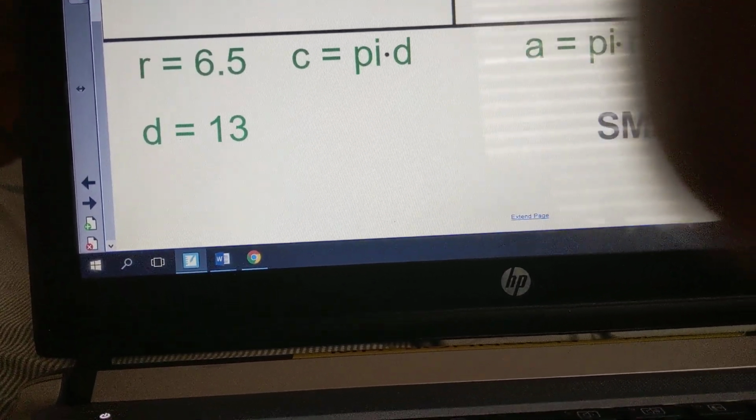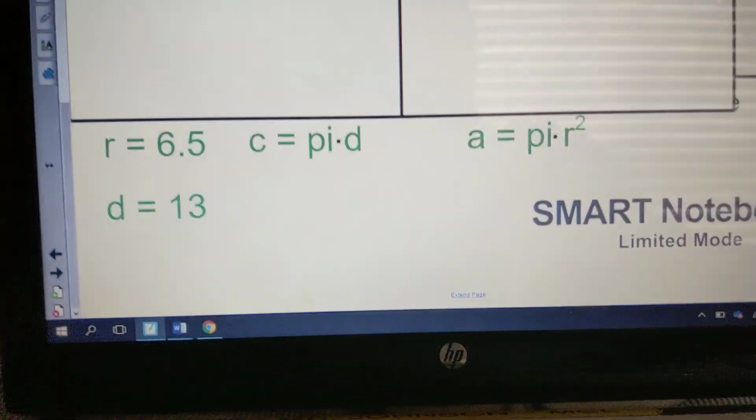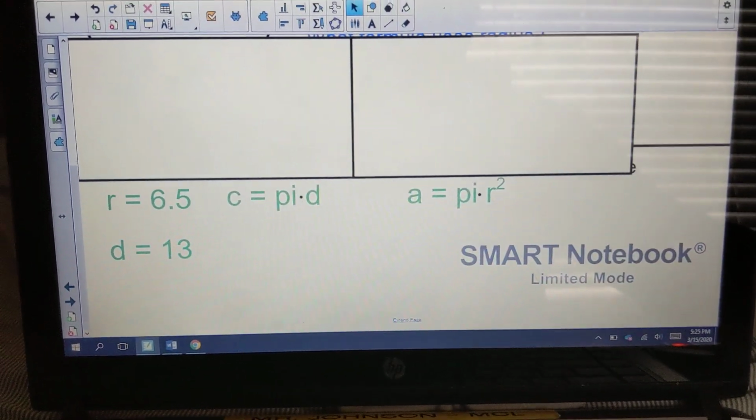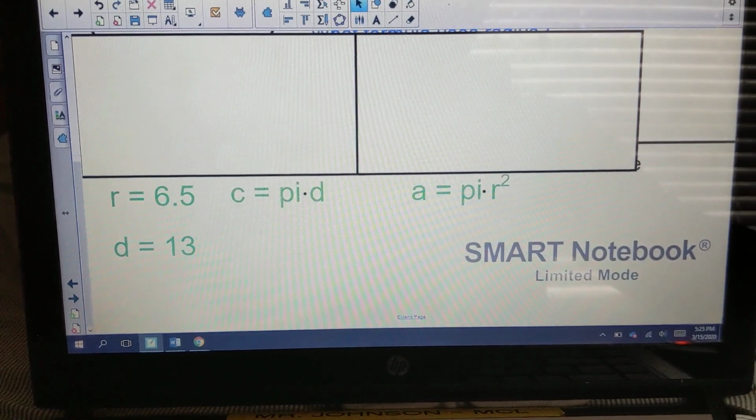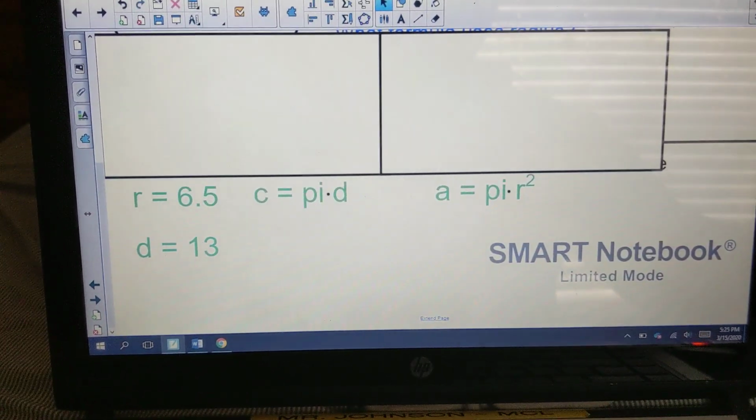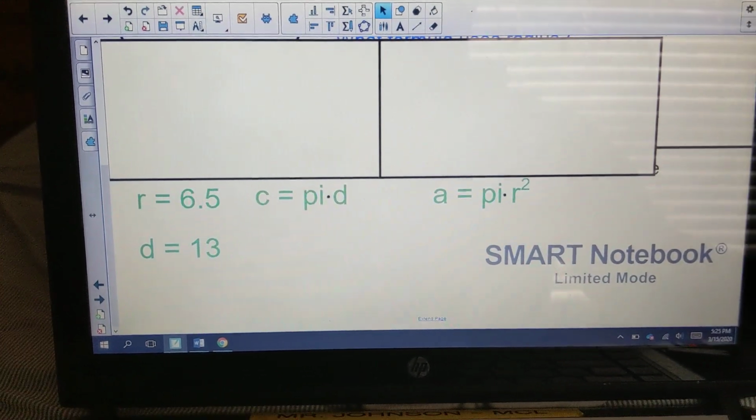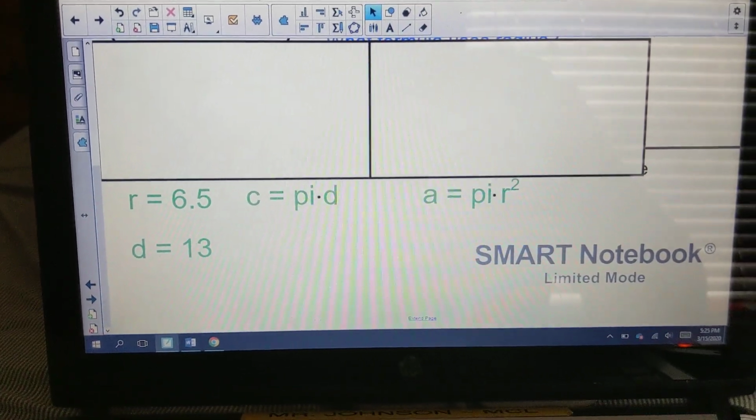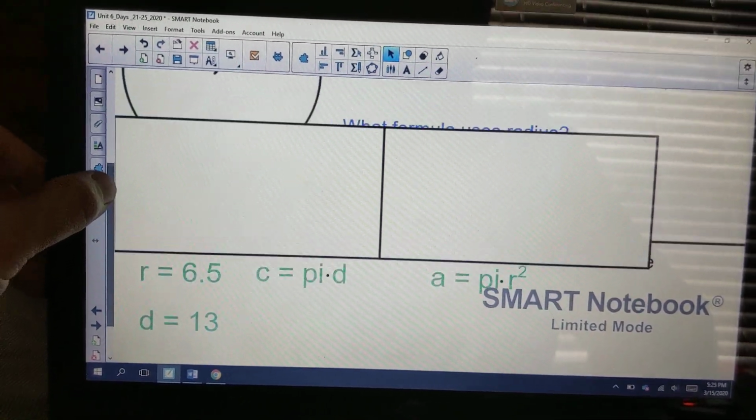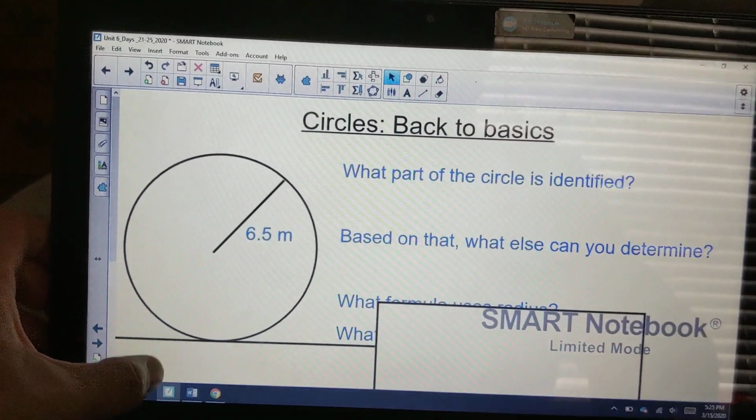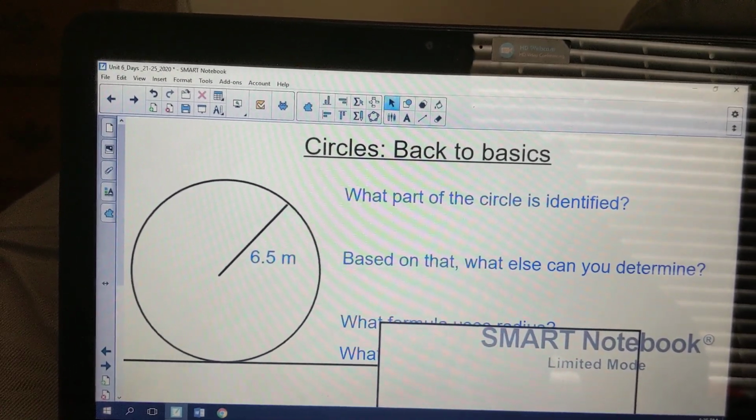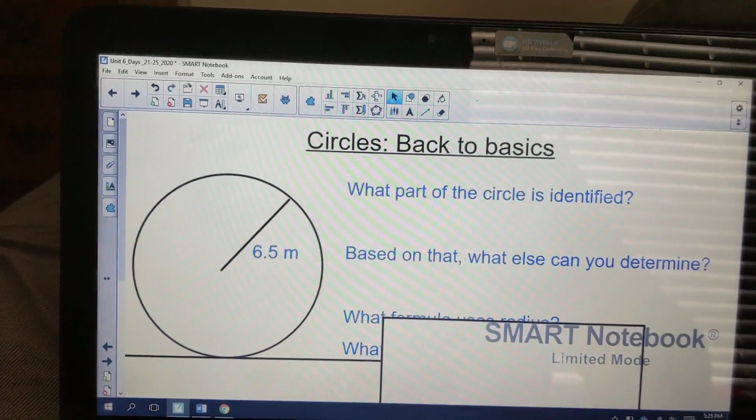We also can figure out the area. Area is pi times radius squared. So if the radius is 6.5, we would type in 3.14, which is pi, times 6.5 to the second power, and find that it has an area of 132.66. Basically, with circles, if you are given any single piece of information, the radius, the diameter, the circumference, you can use that one piece to unlock everything else from the circle.